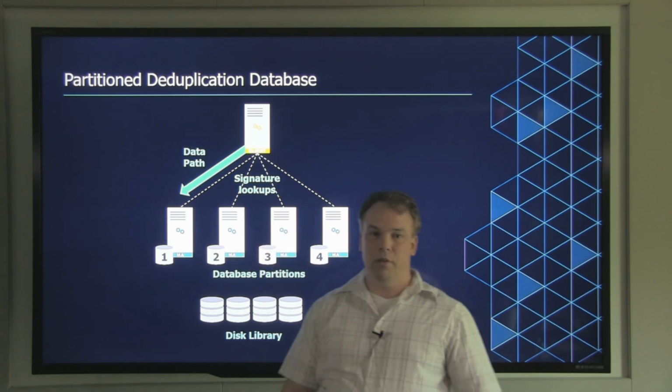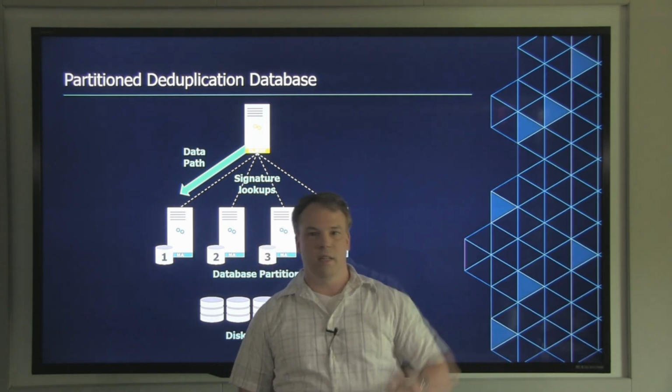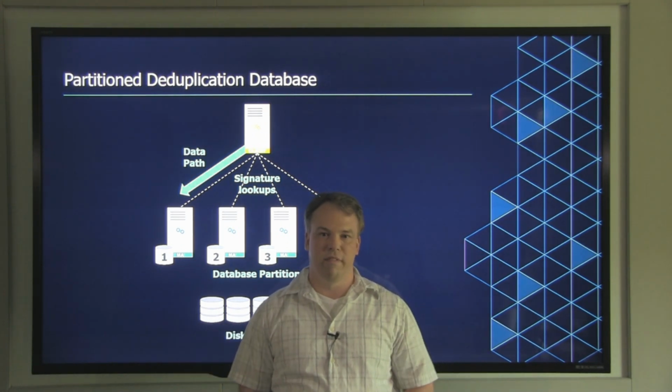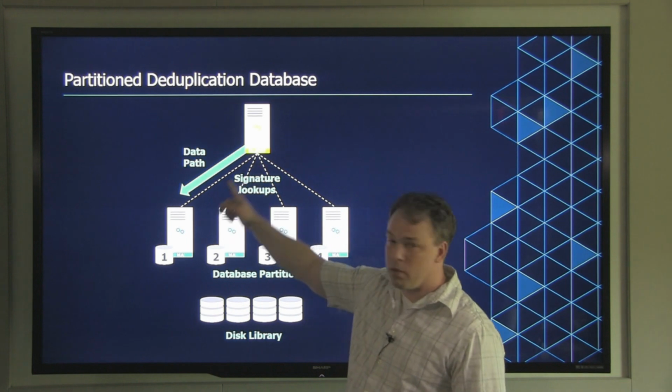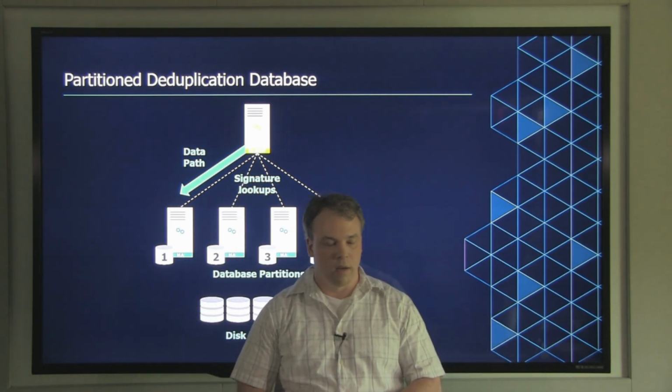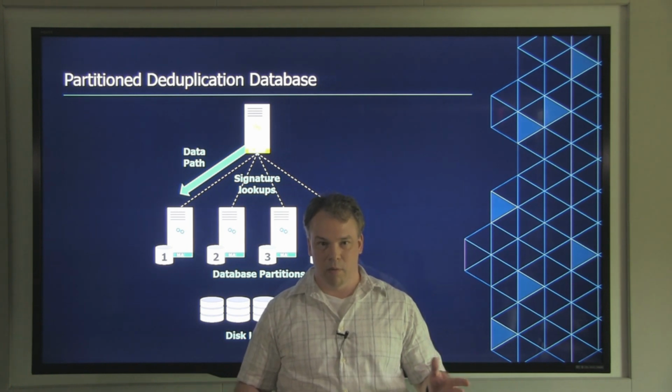The example I would use is I have 1 DDB partition in Alaska, 1 in California, 1 in New York, and 1 in Florida. But my data path is going through New Jersey. Believe it or not, you configure it that way, it will work. It's not going to give you good results, but it will work.